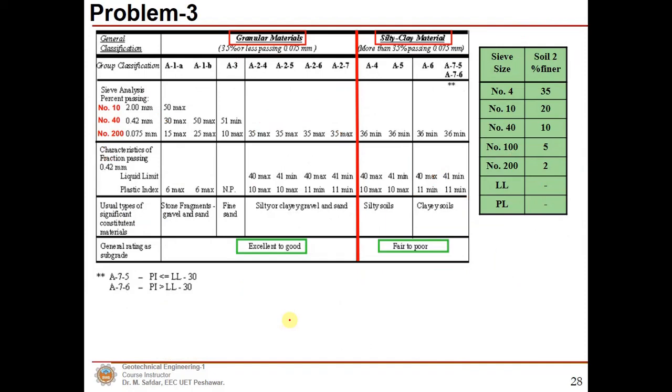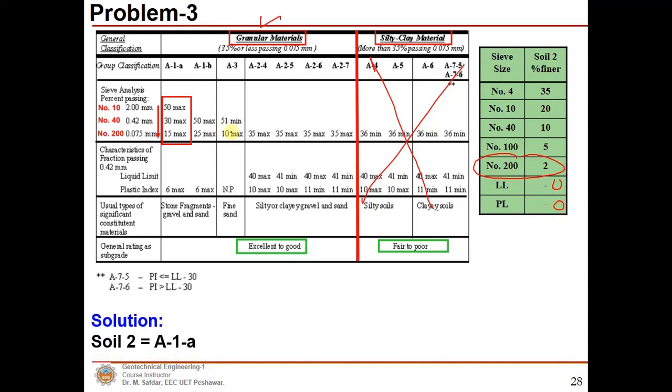Now there is another problem number 2, and in the problem number 2 we can clearly see that percent passing is 2% from number 200 sieves, so that would be 35% or less passing 0.075 millimeter. So we can cross this one and we can focus on this one. Liquid limit information is not given. You can take it at 0 as well. So we can start from the left side.